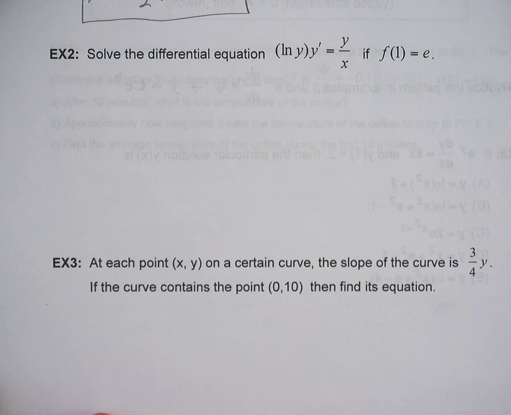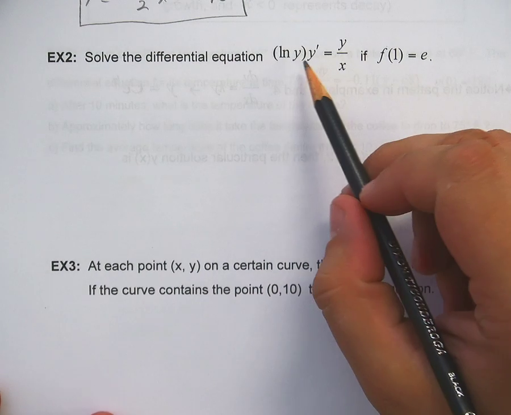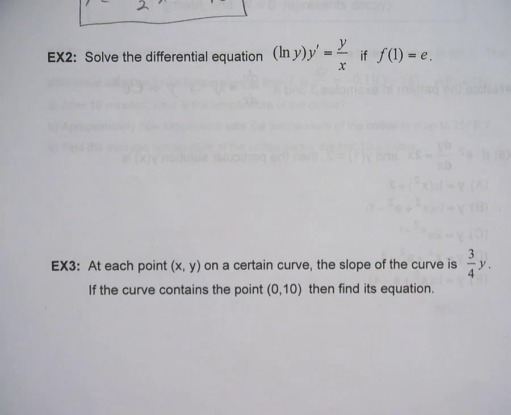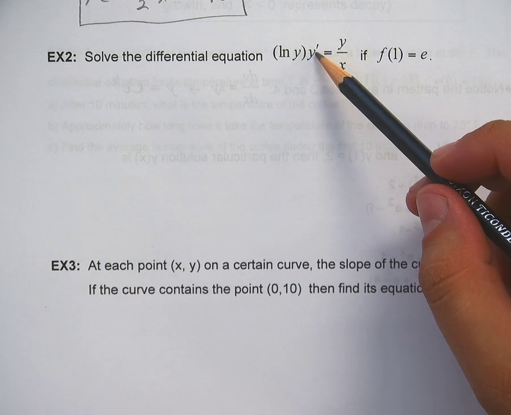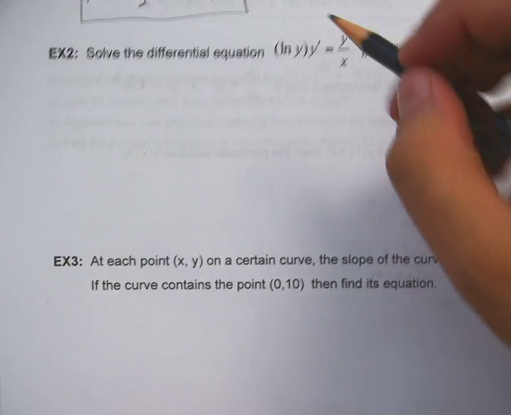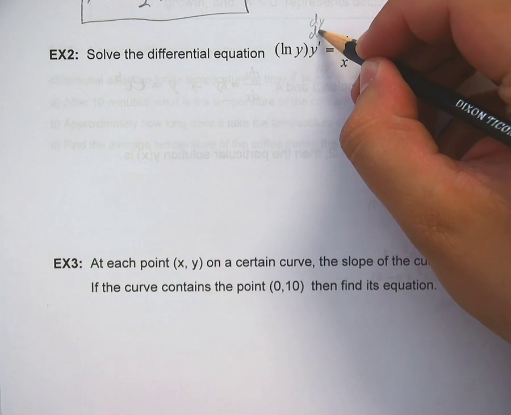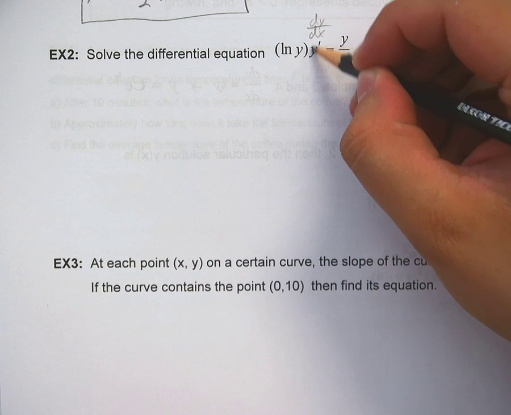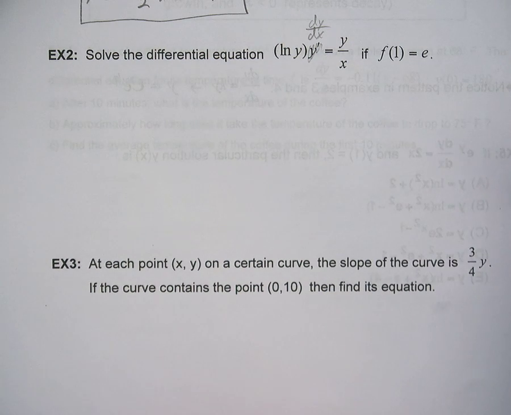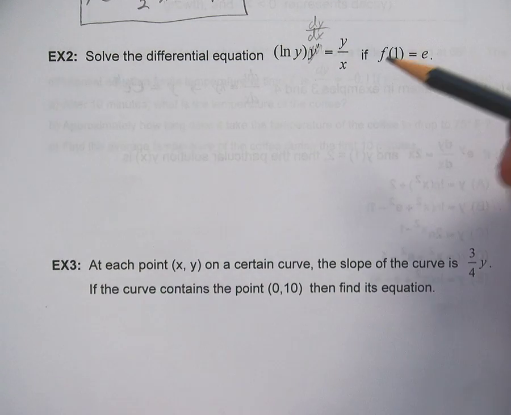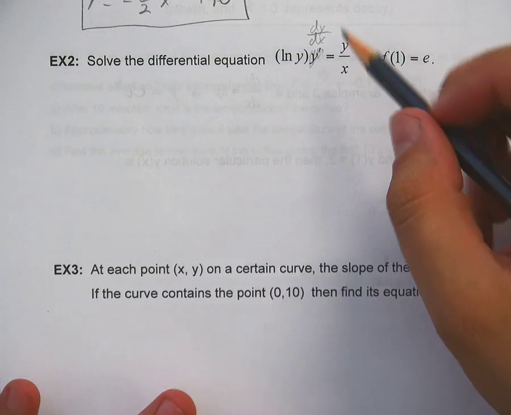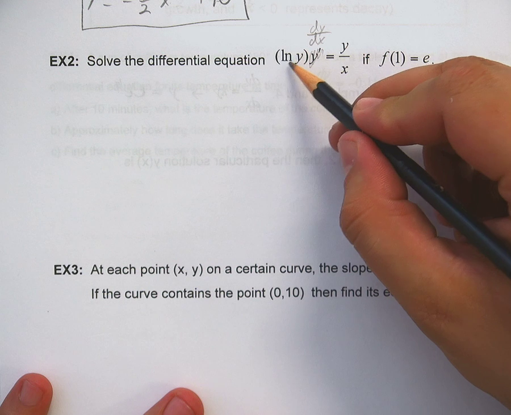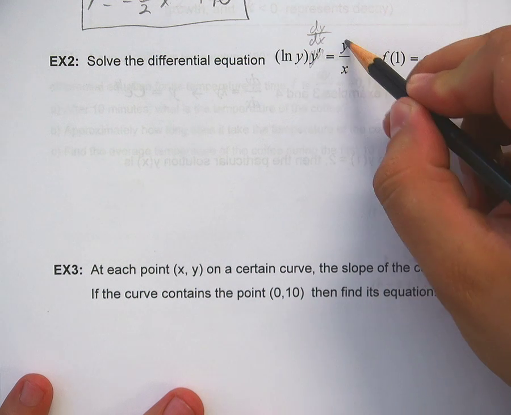Example 2. Solve the differential equation. Now this one is given to us in a little bit of a different wording, but it still means the same thing. Natural log of y times y prime. y prime is dy/dx, right? That's what y prime is. It's dy/dx equals y over x. So, long story short, you have natural log of y, dy/dx equals y over x.